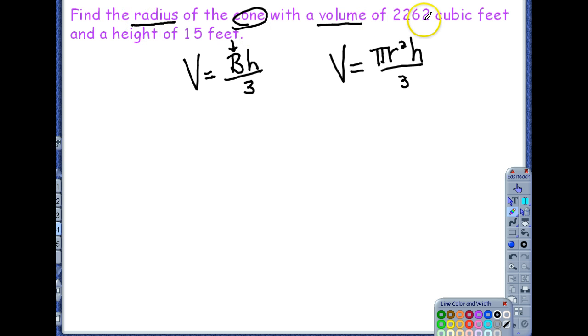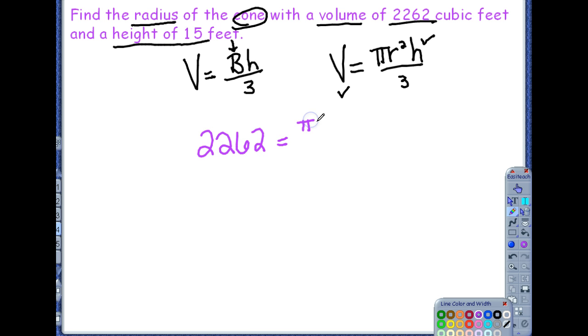Okay. They give us the volume, so that's kind of nice. I already know that part. And they give us the height. So really, the only thing I'm missing is the radius, one unknown. Exactly. Seems easy. So let's substitute in what we've got. 2,262 is equal to our pi r squared, and instead of just leaving it as h, I'm going to put in my 15 and divide by 3.